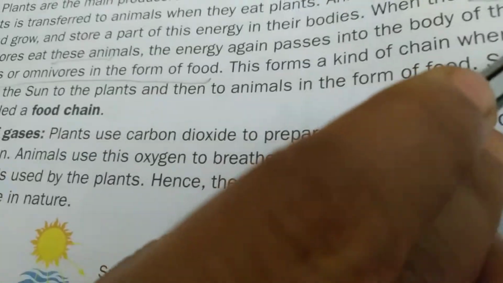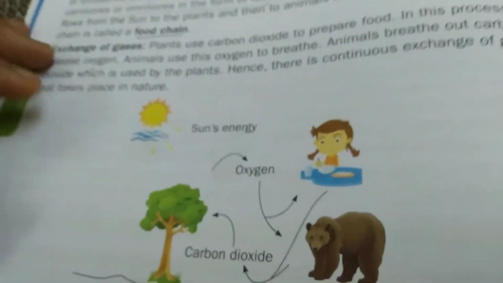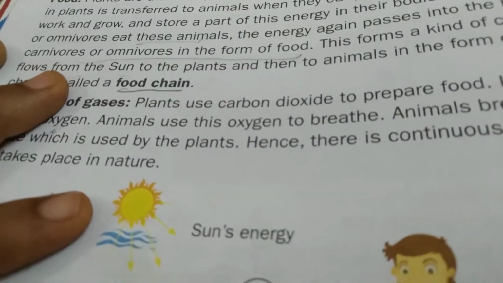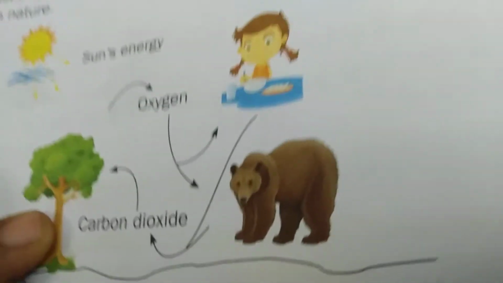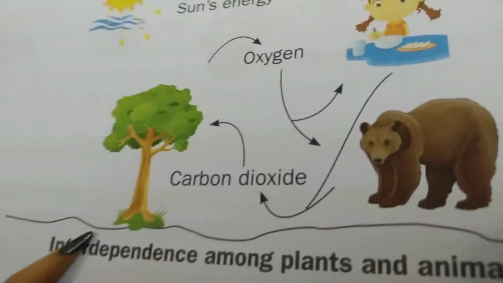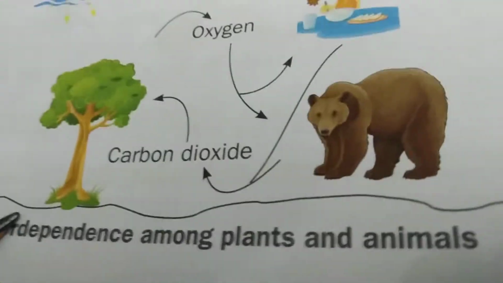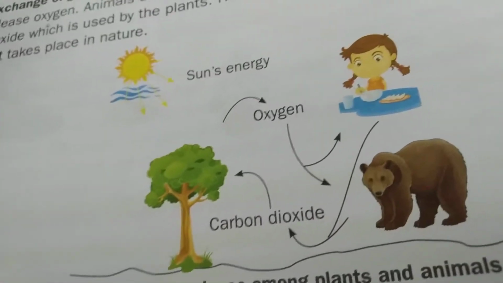This forms a kind of chain where energy flows from the sun to the plants and then to animals in the form of food. Such a chain is called a food chain. Children, here you are seeing the sun. Through this sunlight, plants will grow. These small plants get eaten by a grasshopper. Again, the grasshopper is eaten by a frog. The frog is eaten by a snake. Again, the snake is eaten by an eagle. Like that, a food chain is dependent on each other. Each animal will depend on each other. This is called the food chain.